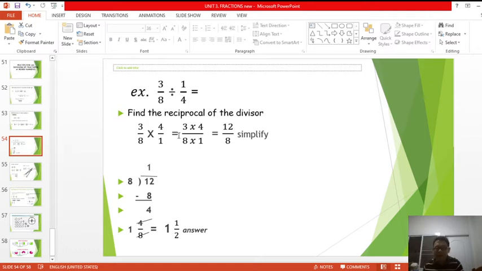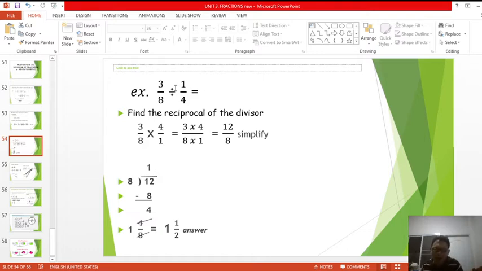So again, change the mathematical operation from division to multiplication and take the reciprocal of the divisor. This is the divisor, this one. If you forget what the divisor is, in a division operation, this one is the dividend and this is the divisor. The answer is called the quotient. Okay, so let's go back to our problem here.